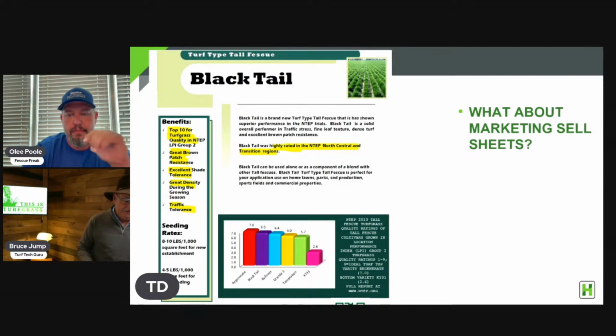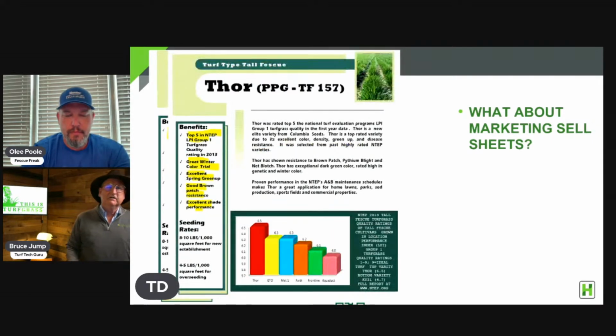That's just one example. Let me do another one. This is called Thor. Top 5 in NTEP LPI Group 1. Great winter color. Excellent spring green up. Good. Last one was great brown patch resistance. This one says good brown patch resistance. Then we got excellent shade tolerance, right? Okay, those all sound good.